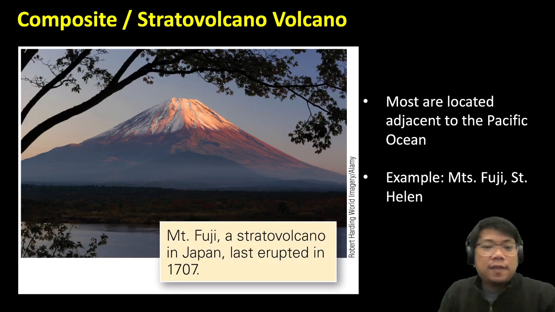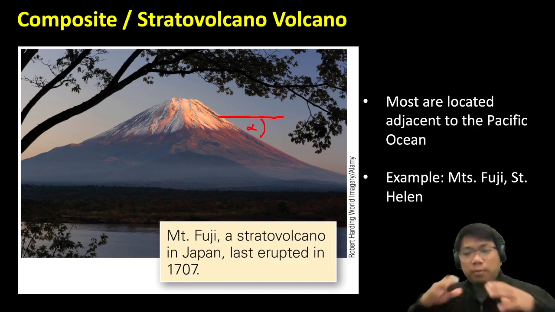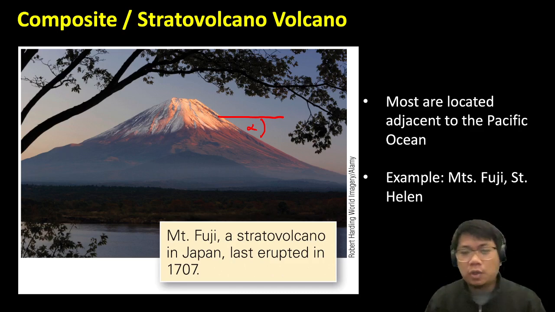So again, this is another beautiful example of a stratovolcano. This is Mount Fuji in Japan. As you can see here, it has a much steeper slope compared to shield volcanoes. Composite or stratovolcanoes are mostly located along the perimeter of the Pacific Ocean, which is called the Ring of Fire. And this is an example of that, Mount Fuji.